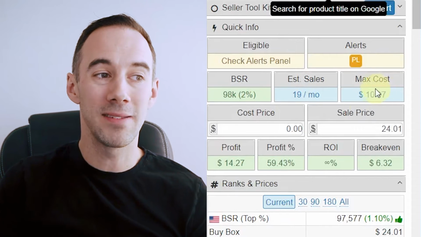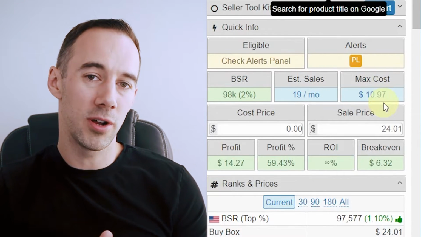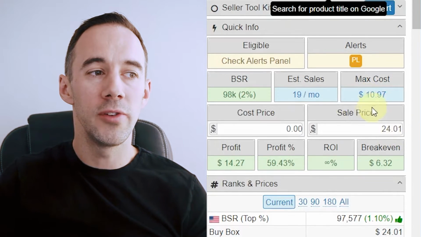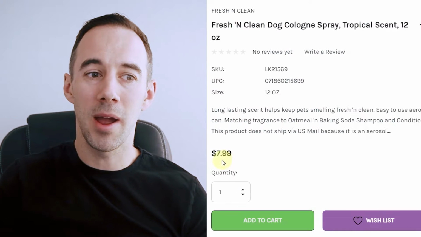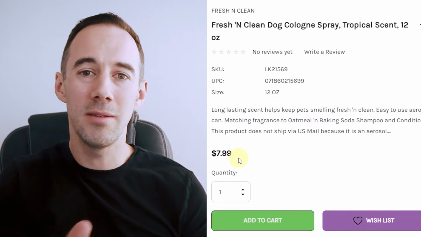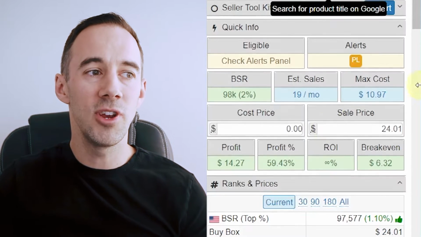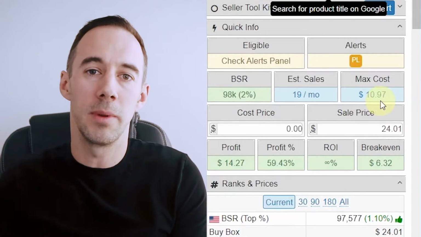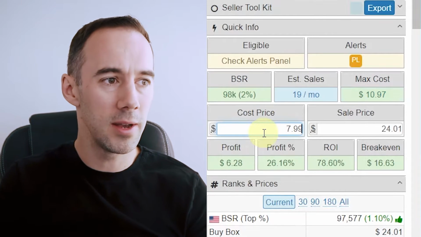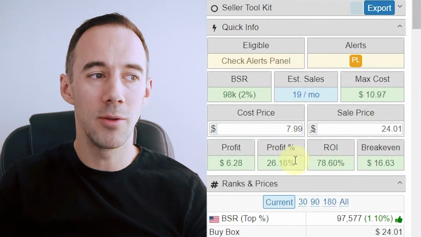Now, on top of that, you've got the max cost. That means if you're looking to buy this product from a supplier, what is the maximum price you can pay to achieve the ROI you're looking for? So for example, this is selling for $24.01, and my max cost is $10.97. When I come back to my supplier website, I can see that I'm buying for $7.99. So without even having to type in anything or do any calculations, I can immediately see that my supplier price is cheaper than my max cost. So it's going to be profitable, and pretty profitable as well. If I type in my $7.99, I'm actually going to be making some really good money. And we'll talk about that in a second.